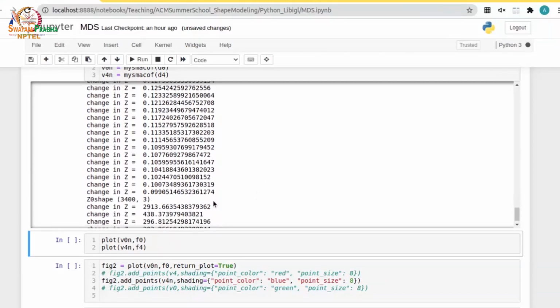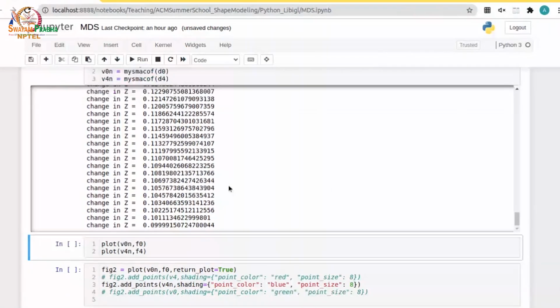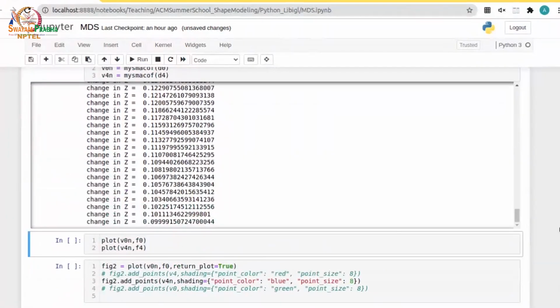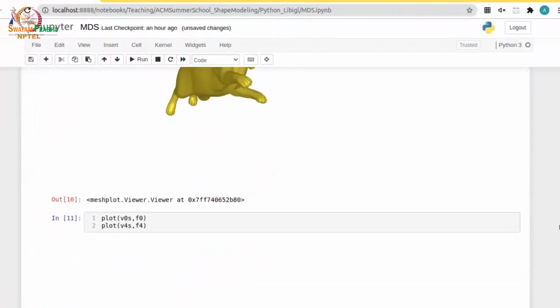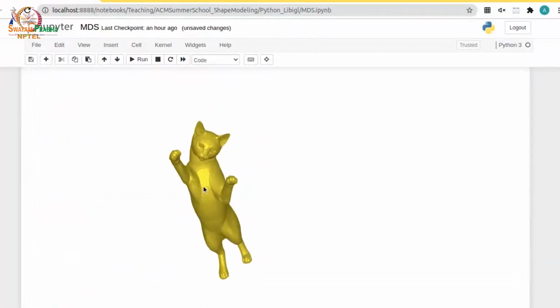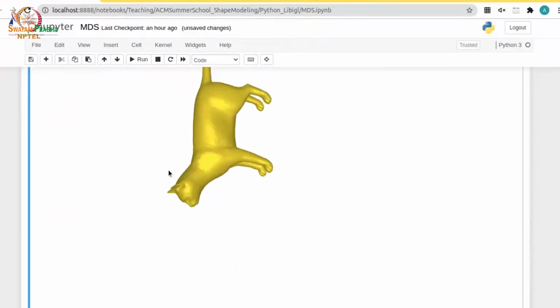First mesh is done, the second mesh now. Let's hope it converges quickly. So close to, yes, it has converged. And let me first once again show you the original meshes. Remember, this is your CAT4, this is your CAT1.